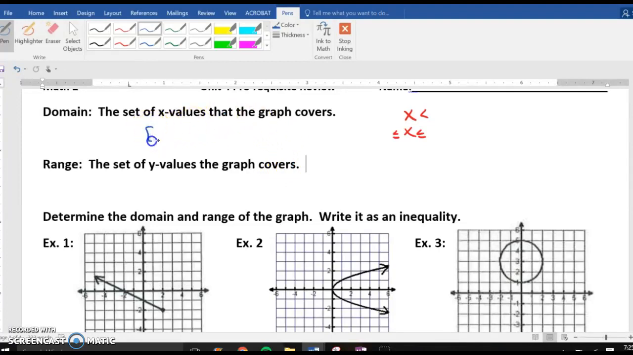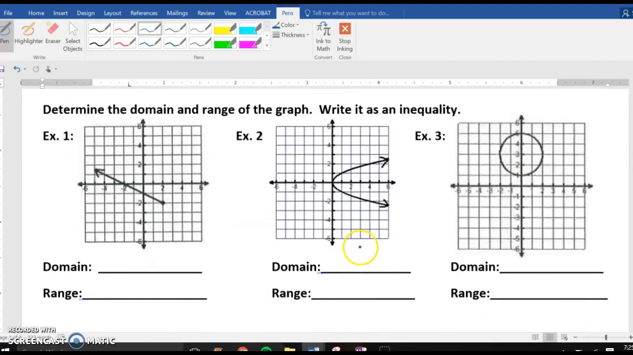The only thing is in the past we used set notation, and now we're going to be writing it using inequalities, so it may be a little bit different. Let's take a look at a couple of examples here. For the domain, if I look at where this graph covers the x-axis, what x values are covered? I know it starts on the left and continues all the way to the right.